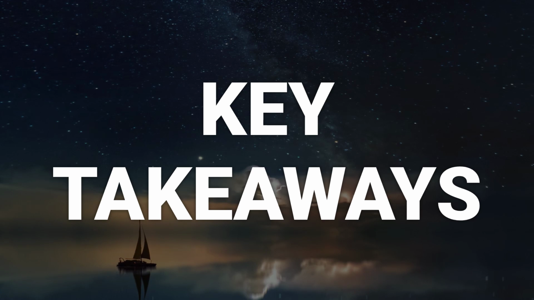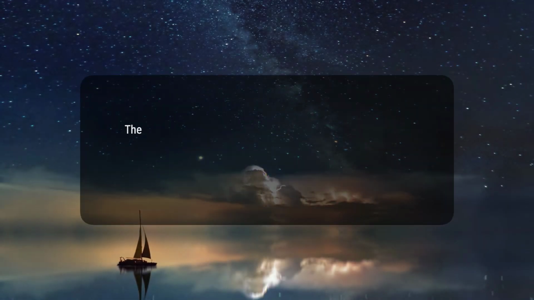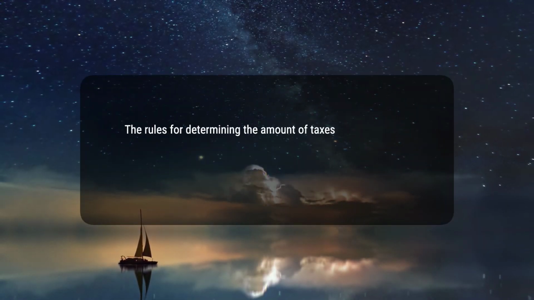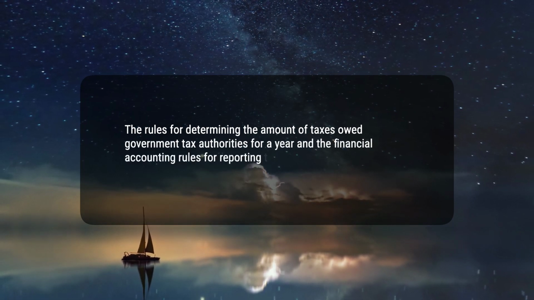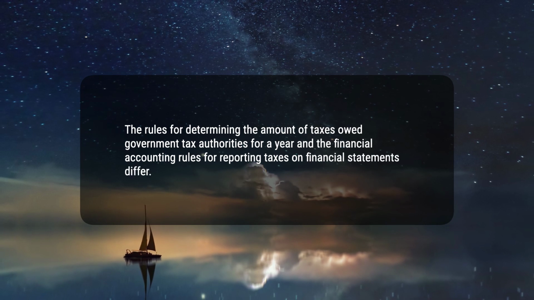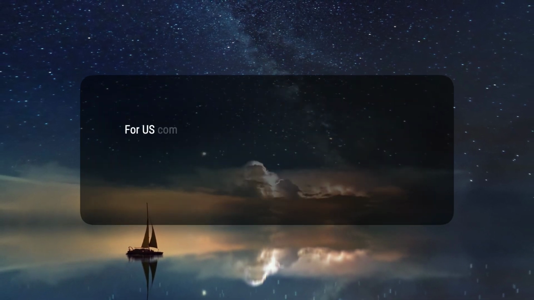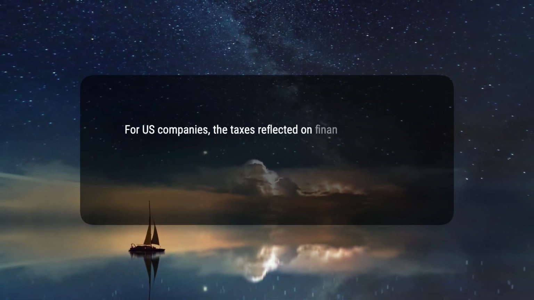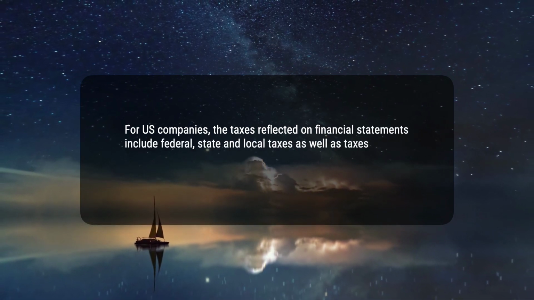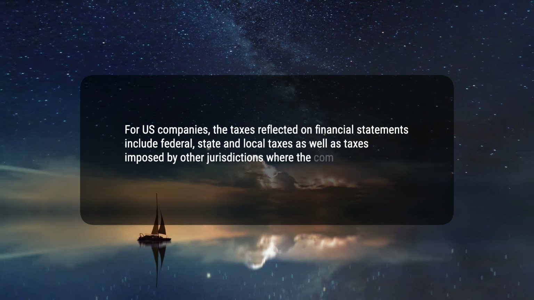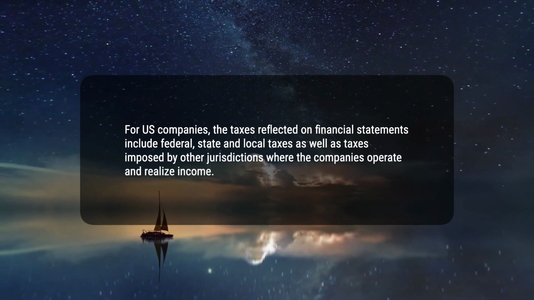Here are 5 key takeaways. 1. The rules for determining the amount of taxes owed government tax authorities for a year and the financial accounting rules for reporting taxes on financial statements differ. 2. For U.S. companies, the taxes reflected on financial statements include federal, state and local taxes as well as taxes imposed by other jurisdictions where the companies operate and realize income.